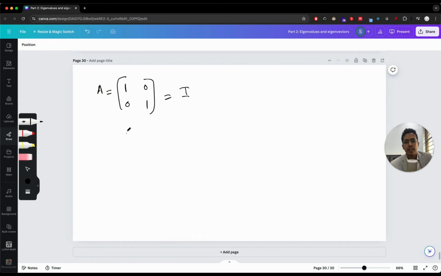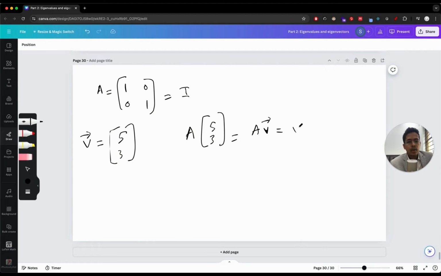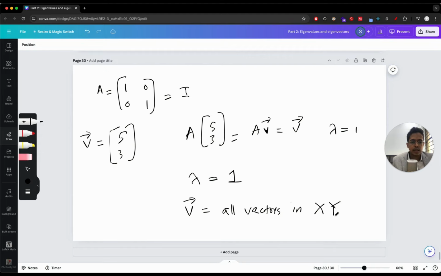So if we take any random xy, say 5 3, then A times 5 3, where A is 1 0 0 1, equals, let's say this is V, AV equal to V itself. So lambda equals 1. So here, if the identity matrix is the operation, then in that case, lambda equals 1, and V equals all vectors in the xy plane. Okay, so this is good.